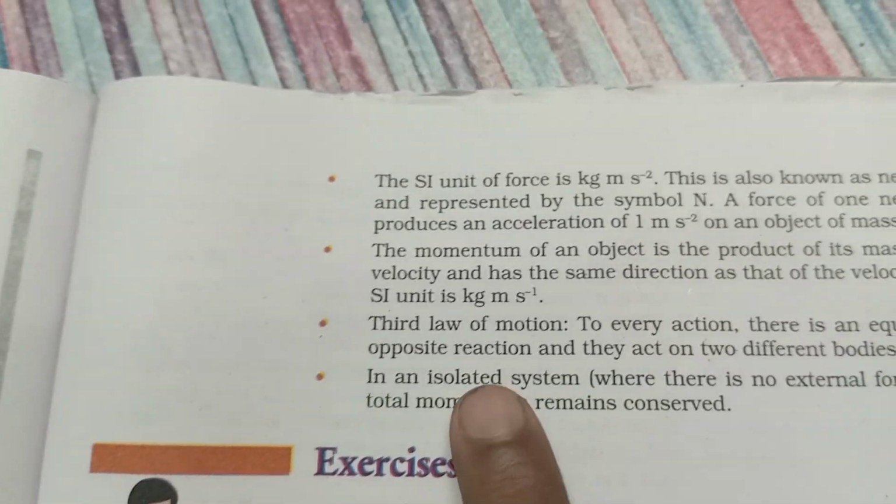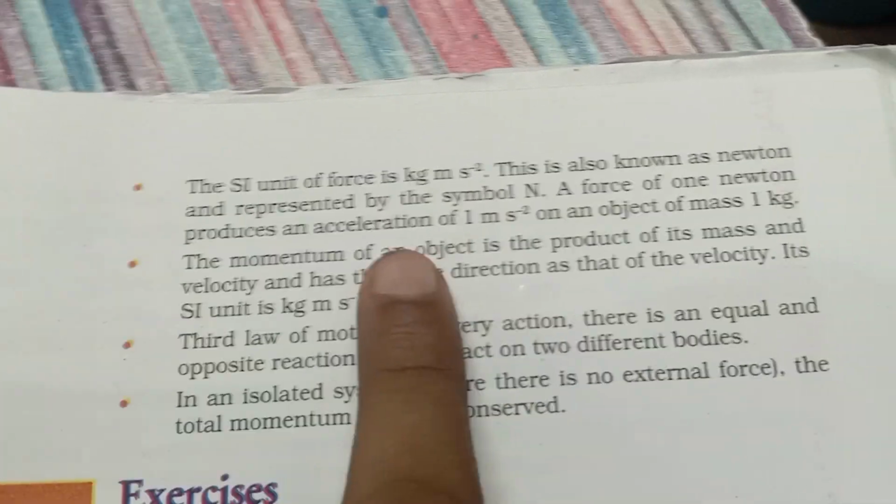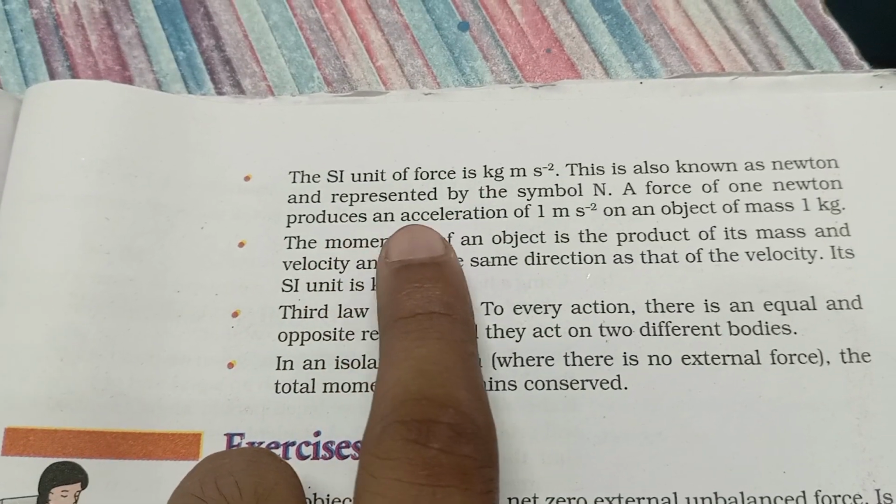Now we will read the next line of this chapter and what you have learned. Here is written the SI unit of force is kg meter per second squared. This is also known as Newton and represented by the symbol N.